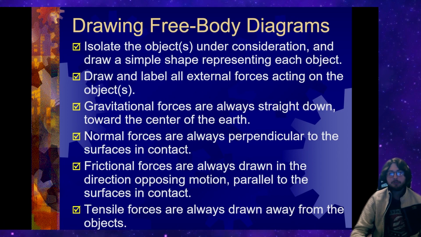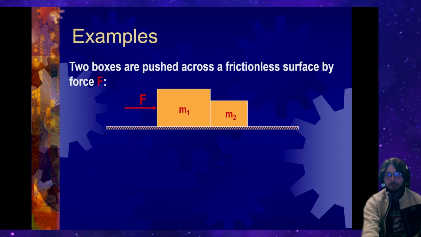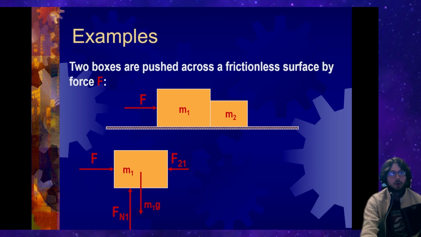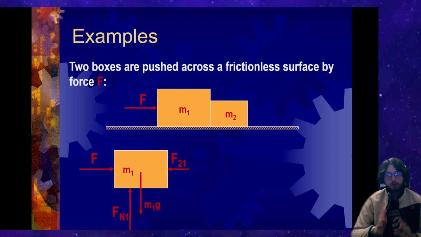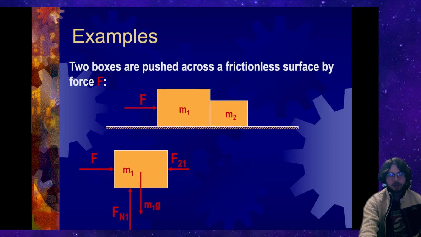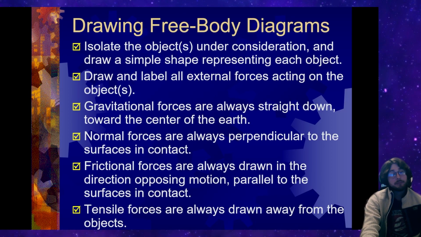Next is to draw and label all the external forces acting on the object. If you have some boxes like this, you want to assess where any sort of contact or where every sort of push or pull is happening on this object, so that you can consider all of the possible areas. Next is really a couple of the rules regarding specific forces.